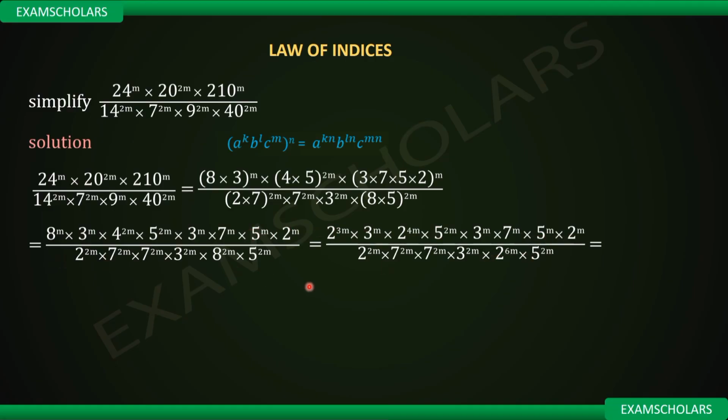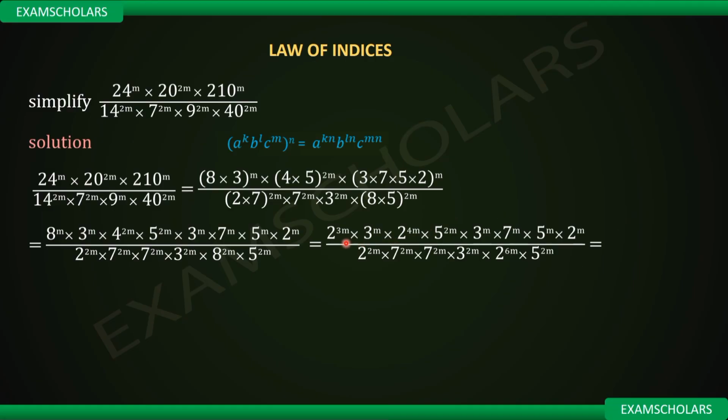This one 2m. 7. This one is 2m again. 7 raised to the power 2m. This one is what? 7 raised to the power 2m. 3 raised to the power 2m. This one will now turn to what? 2 raised to the power 6m. Let me explain. 8 is already 2 raised to the power 3. That 3 multiplied by 2m, you have 6m. Finally, 5m. Yes, we can now apply a law of indices.